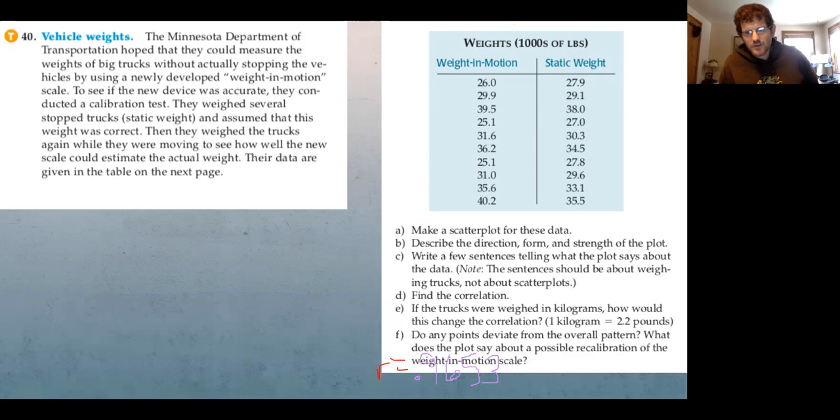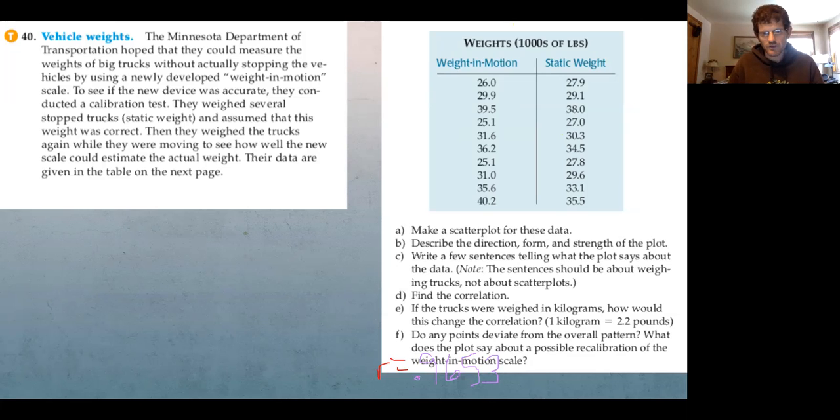All right, it says write a few sentences telling about what the plot says about the data. And just in general here, to wrap this up, we could say that as the static weight of the truck increases, so does the weight in motion. And it looks to be following pretty closely. So anyways, find the correlation.